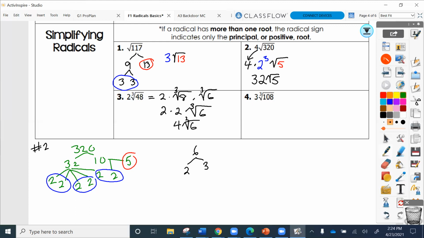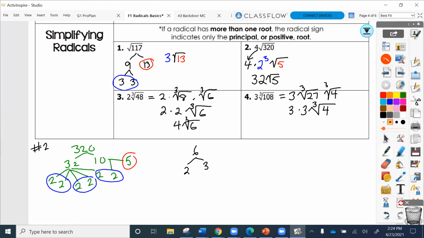Let's try that same idea again. And the same numbers come up over and over again, right? You could do a factor tree for 108, but let me try and show you this way too. So here's 3 that's already on the outside of the radical sign. And one of the numbers that comes up a lot is 108. And the reason why is because 108 is 27 times 4. And we like 27 because it is a perfect cube. So the cube root of 27 is just 3. And then here we are with the cube root of 4.